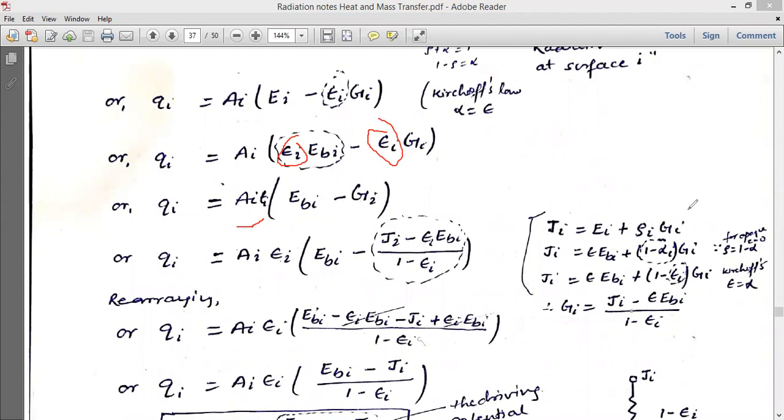Now let us rewrite the definition of radiosity, which states that Ji is equal to Ei plus rho i Gi. For opaque surfaces, rho i will be replaced by 1 minus alpha i, and from Kirchhoff's law, alpha i will be replaced by epsilon i.